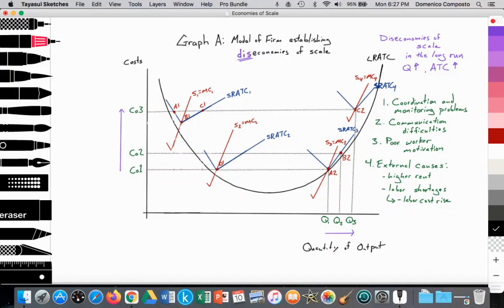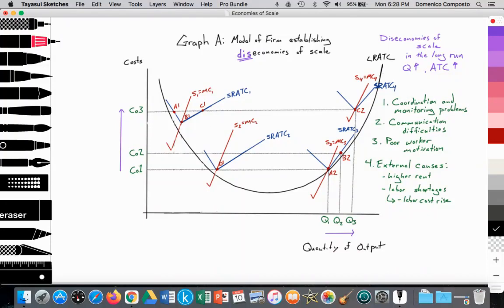But we notice that now the firm is operating at short-run average total cost curve number 4, with the supply curve S4 equal to the marginal cost curve 4, intersecting with the average total cost curve at its lowest point, minimum ATC, at point C2. Yes, although the firm has expanded, they see that the costs on average are rising from CO2 to CO3, while quantity of output is increased from Q2 to Q3. So here the firm is experiencing diseconomies of scale. As they increase output from Q1 to Q2 to Q3, costs on average are rising from CO1, CO2 to CO3.